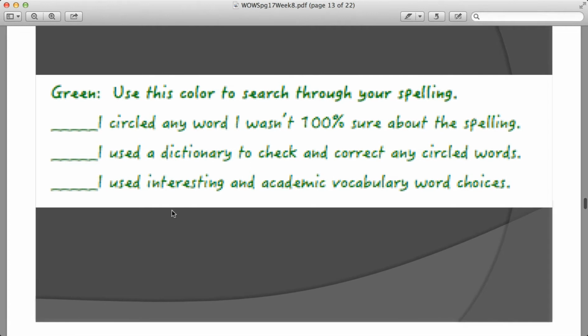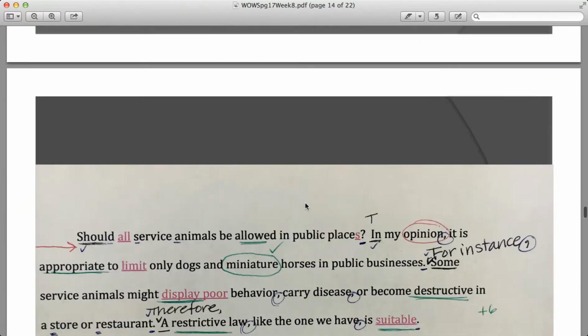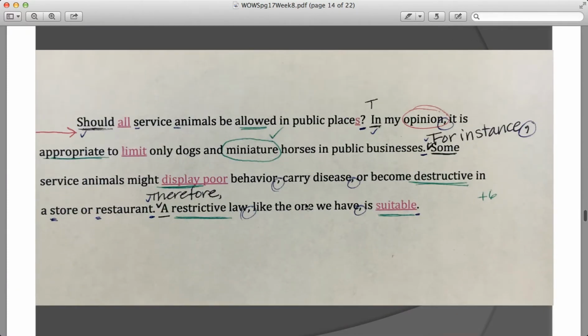Specifically in this one, there is something you can look for that it's not going to correct, and that is: are there interesting and strong academic vocabulary word choices? So here we go again. It's getting very colorful, isn't it? Now with my green, I'm taking a look at my specific word choices. I circled miniature because I want to make sure, did I spell that one right? And I did, so I checked it off.